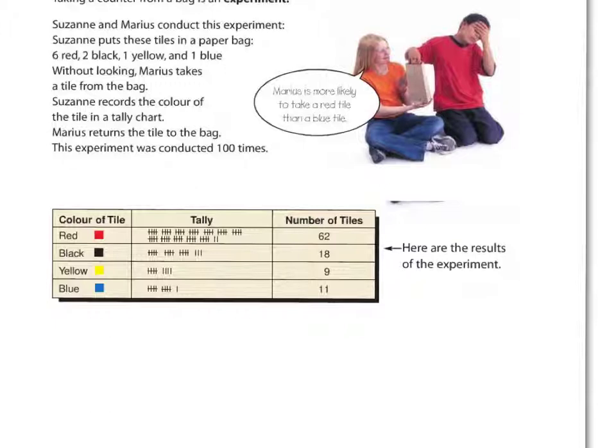This again, remember, is a chart, not a graph, and we have a tally chart here telling us how many times he's chosen each color. So red was chosen a total of 62 times, black was chosen a total of 18 times, yellow was chosen 9 times, blue was chosen 11 times. Does this make sense? Well, red is the most, so it makes sense that it had more than any other. Black is second most, so it makes sense that it has the second most chosen. Yellow and blue are about the same amount, so they should be pretty close, and in fact they are. 9 and 11 are really quite close together.